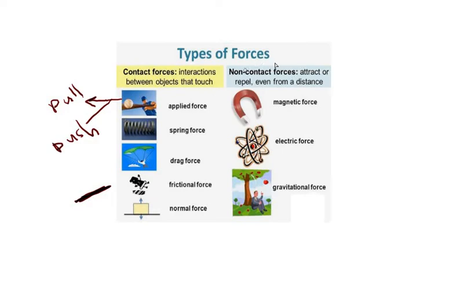The second type is the non-contact forces, like the magnetic force, the electric force, the gravitational force. For example, if there is a piece of iron here, the magnet will attract this piece of iron, although it doesn't touch this magnet, but because it is close to it. And 2 positive charges can repel each other without direct contact between them.